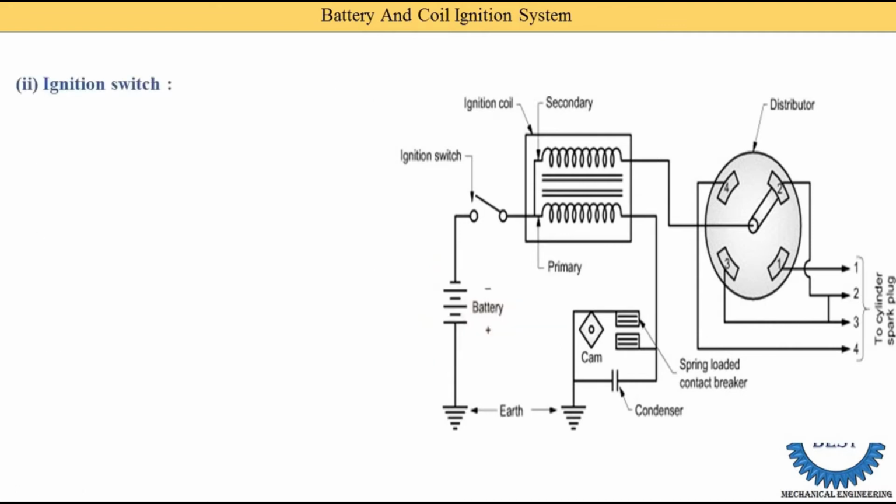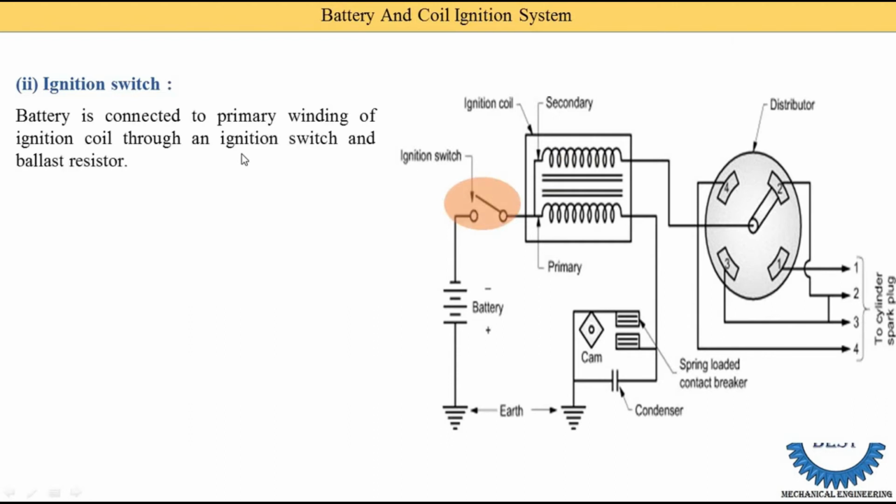The next component is the ignition switch. Here you see the ignition switch. The battery is connected to the primary winding. In this ignition coil there are two types of winding, the primary winding and the secondary winding. The battery is connected with the primary winding, and in between the battery and the primary winding the ignition switch is provided.